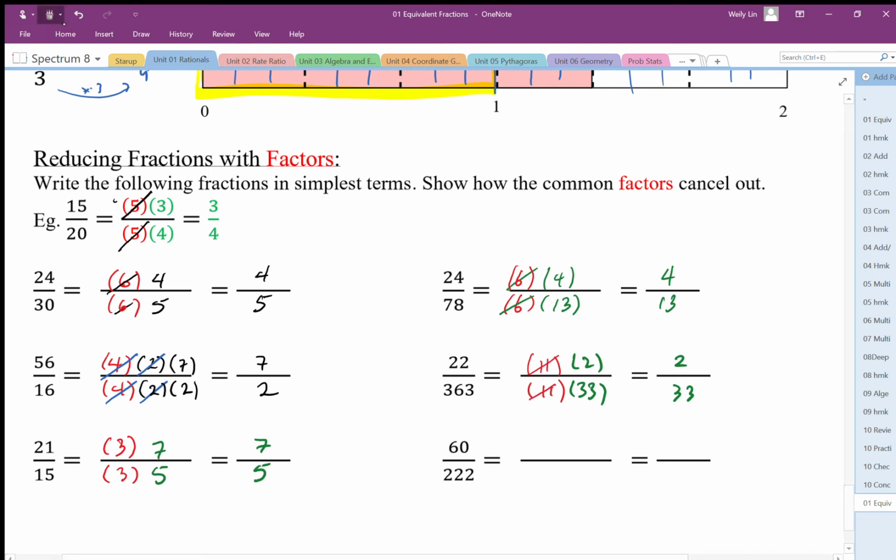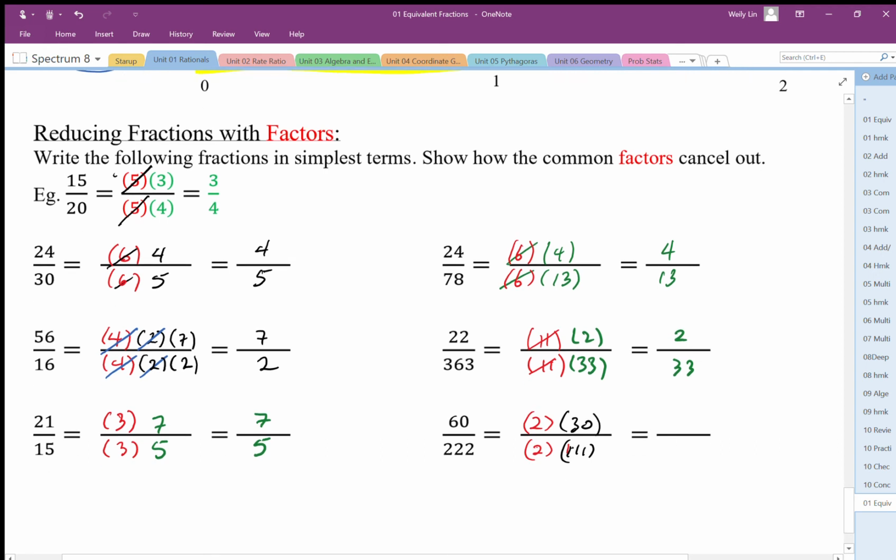So the last one here, this is 60 and 222. Well, I don't know if this shares anything more than a 2, but we can try. So 2, 2, and this is going to be 111. Now 111 is divisible by 3. So when I do this, I end up with 30 here. I can actually simplify this even further.